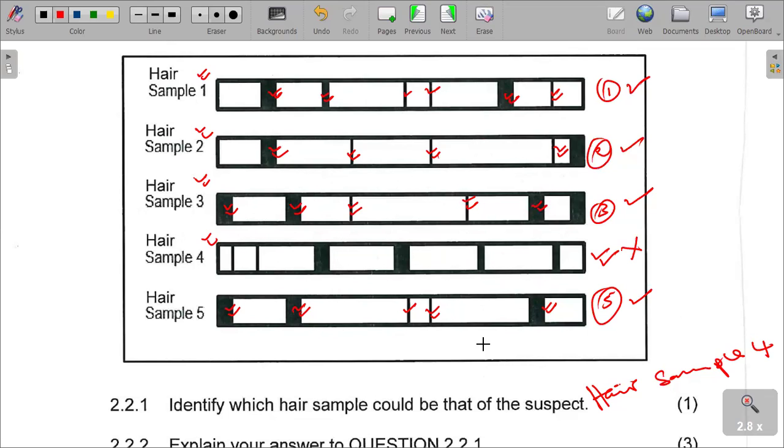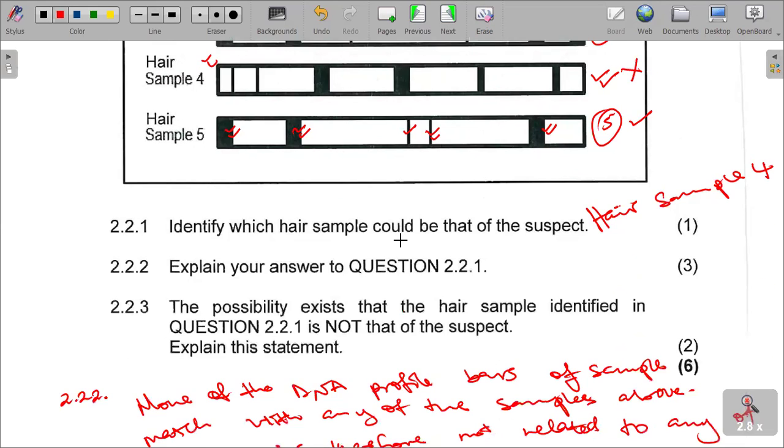So class, just understand that when we are looking into this, we need to understand the matching of the bars, so that we can relate them and give a possible suspect when questions such as these are asked. So please don't make mistakes on this.